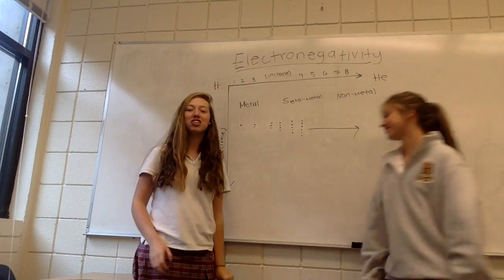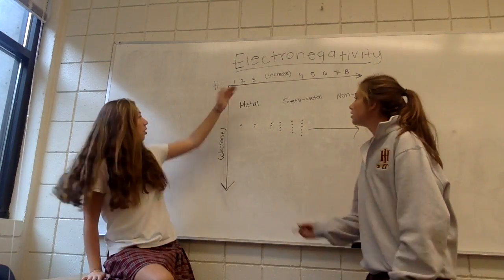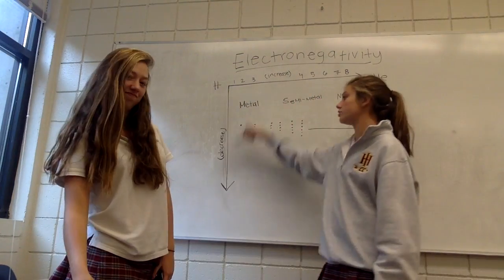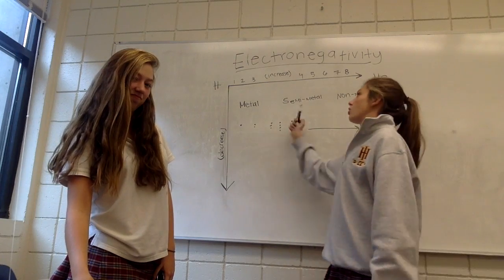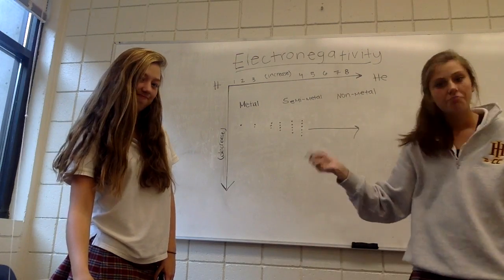But now we're going to talk about electronegativity, and that is when you go across the periodic table and you gain electrons. And as you go down, it'll really just stay the same for valence electrons, because as you start over, each time it'll be 1, 2, 3, 4, and so on.